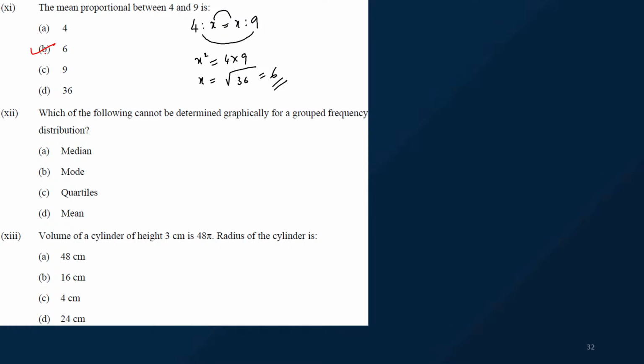Clear? Any doubt over here, children? If you chat and tell me, then only I can understand. You should tell me in the chat whether you are following it or not. Please let me know. Please chat and tell me.